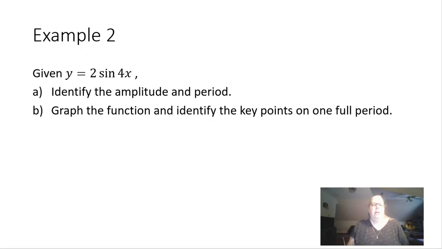Example 2. Given y equals 2 times the sine of 4x, identify the amplitude and the period. All right, the amplitude is just going to be the absolute value of 2, which is 2, and the period, which is normally 2 pi, is now going to be 2 pi divided by 4, and that reduces to pi over 2.